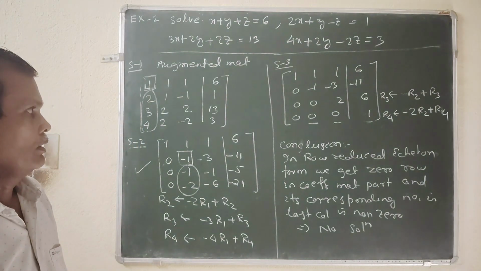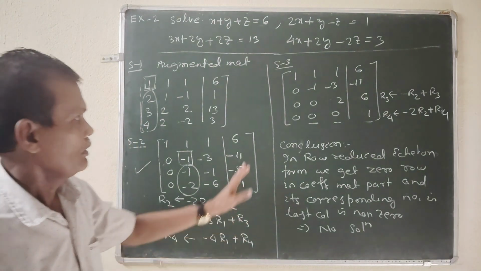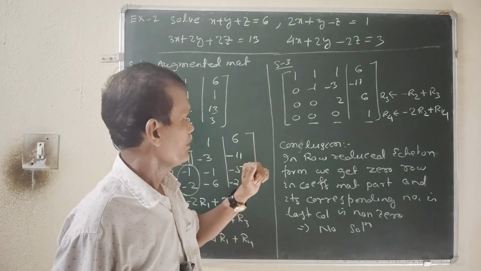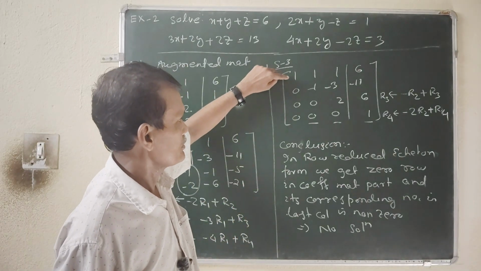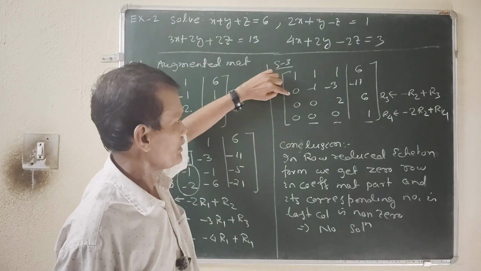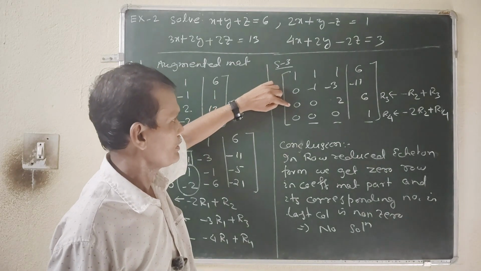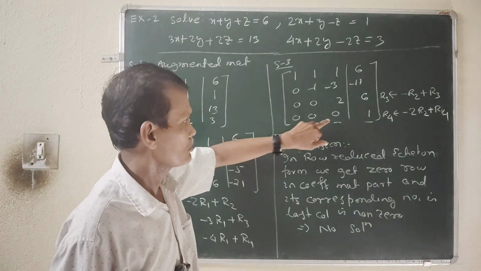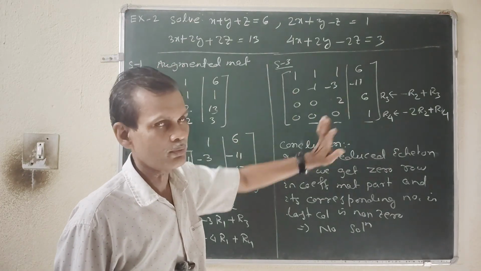Now you see, this is our row echelon form of the matrix. Why? You see, in the first row there is no 0 at the start, in the second row the start has only one 0, the third row starts with more than one 0, that is 2 zeros, and the fourth row has more than 2 zeros, that is 3 zeros. So this is row echelon form.